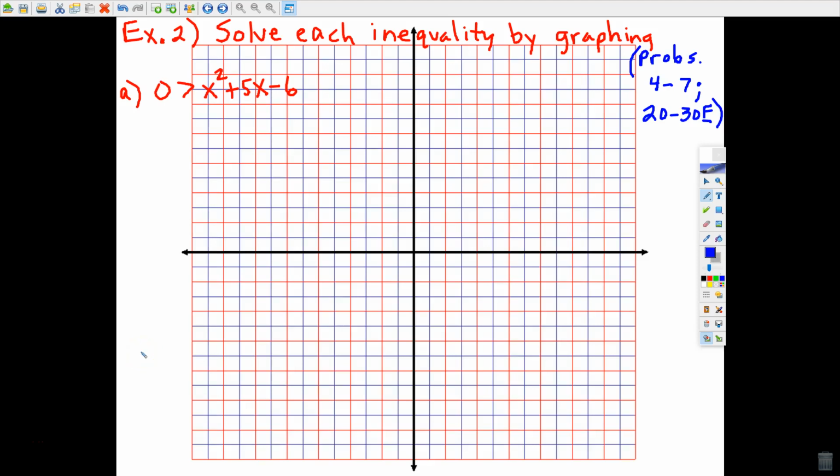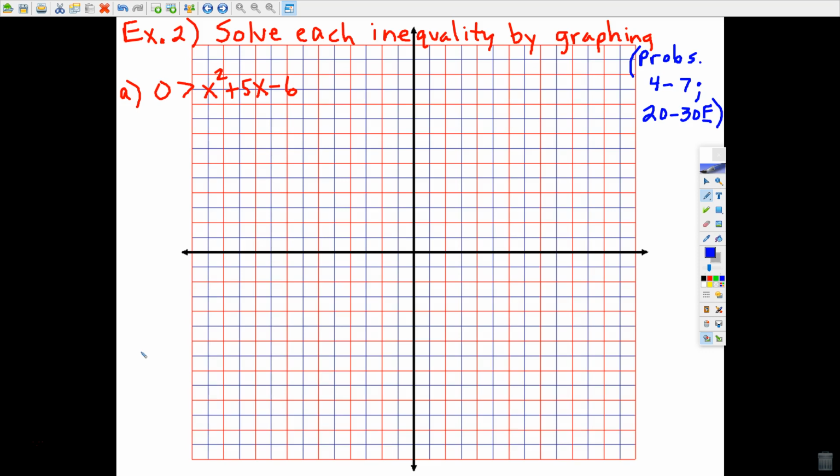We're continuing with our study of Lesson 3.7. We're breaking this up into two different parts. This is part 2, and we're going to talk about two different types of problems in this lesson. You can see my first example there, 2a. The instructions are to solve these inequalities by graphing, and you're going to do the same type of thing on problems 4 through 7 and 20 to 30 even.